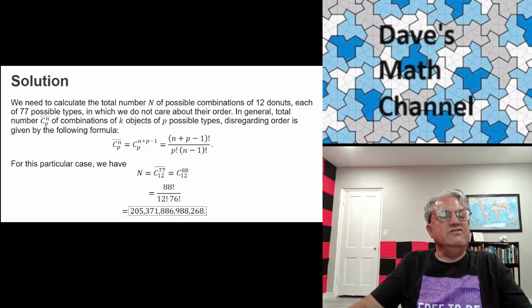It's equal to 205 trillion, 371 billion, 886,988,268. That's the total number of possible orders I could have made at Pink Box if I wanted exactly a dozen out of their 77 varieties. That's a huge number.